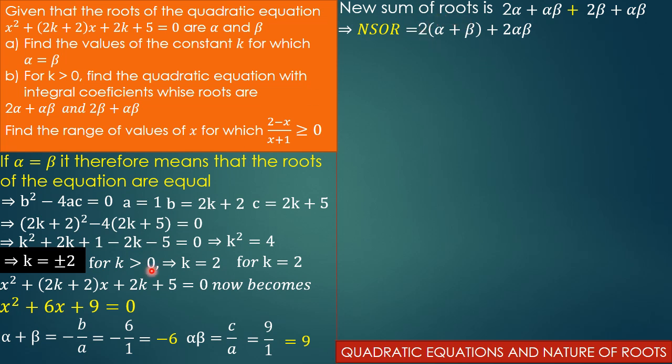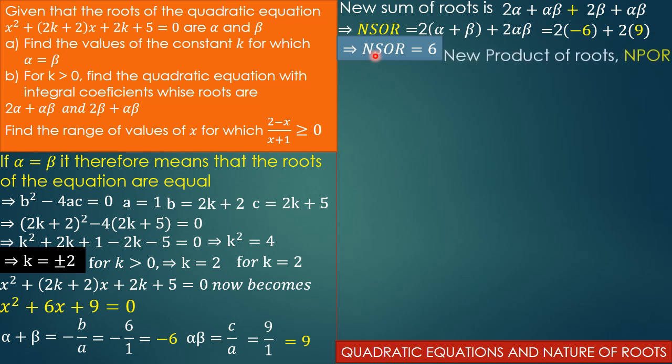But friends, what is alpha plus beta? We have it to be -6, right? And alpha beta to be 9. So if we plug that in, guys, we are going to have 2 into -6 plus 2 into 9. Simplifying that gives us our new sum of roots to be given as 6. Good. So guys, that's the answer we have.